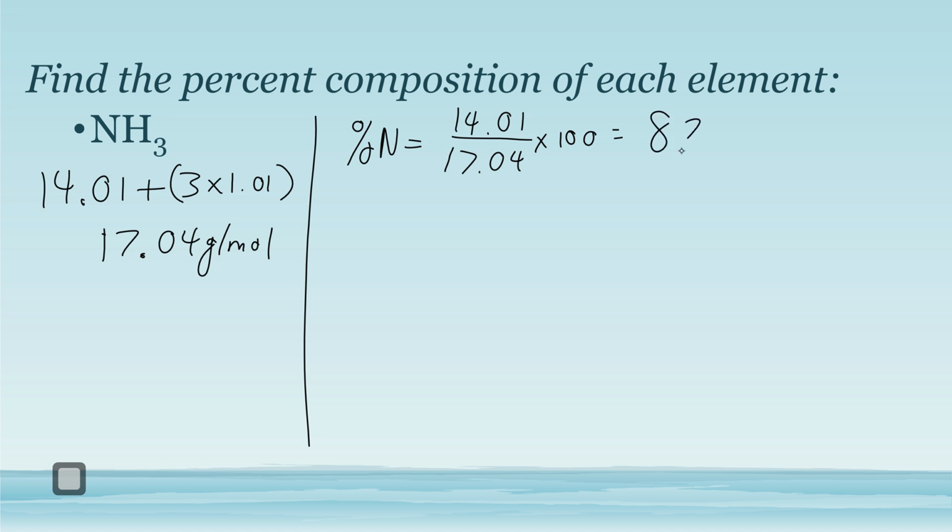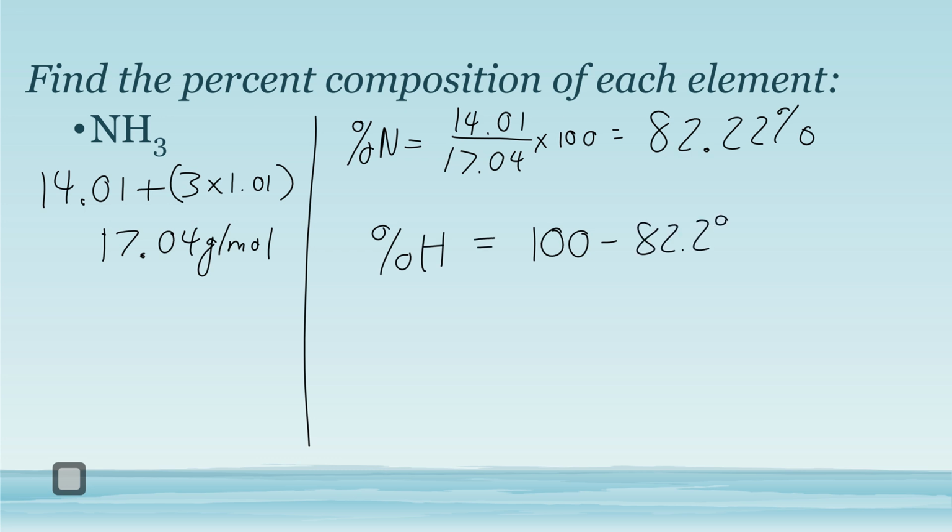I get 82.22%. Since this is just 2 elements, I'm going to just do 100. The percent hydrogen is going to equal 100 minus 82.2%, and that is 17.78%. And that's it. So that is percent composition. I hope you can do it very, very well, and we'll go from there. Thank you.